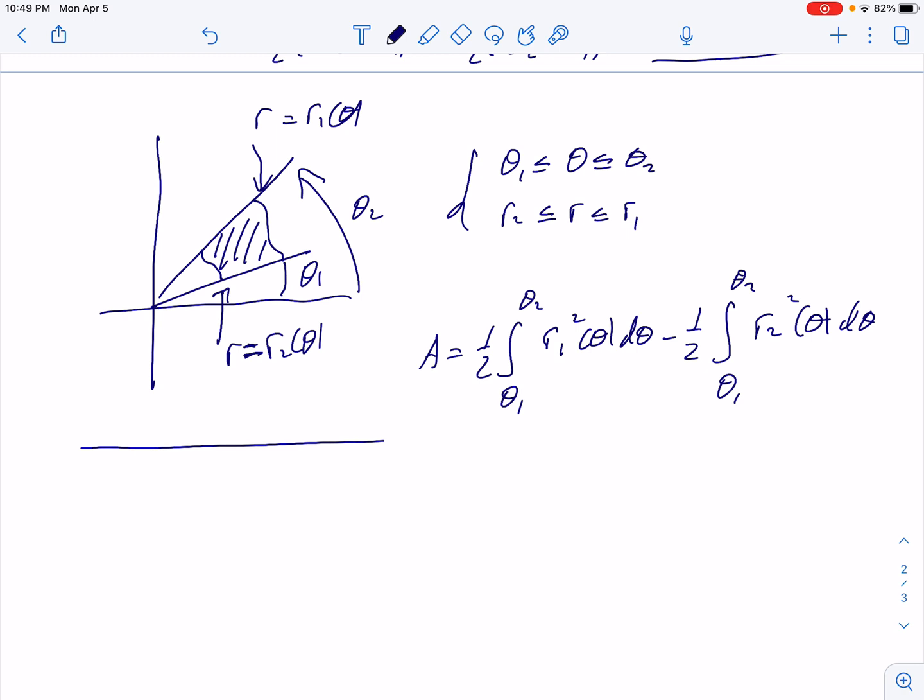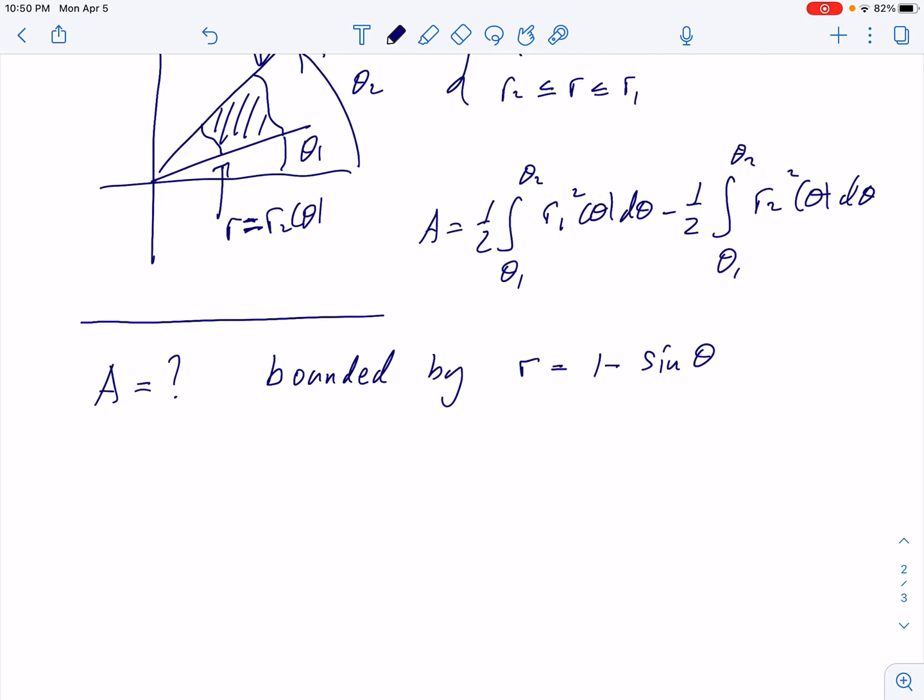And let's do one graph now. This is the problem. Find the area bounded by the graph of the equation R equals 1 minus sine theta. So we have to graph this equation and figure out how to set up the integral. To graph it, here we do again a short table, assigning values to theta and r.